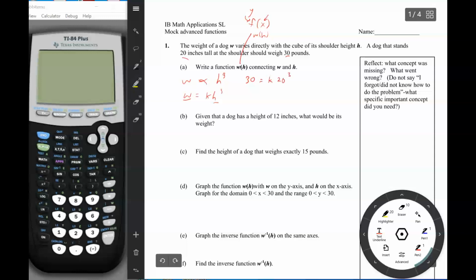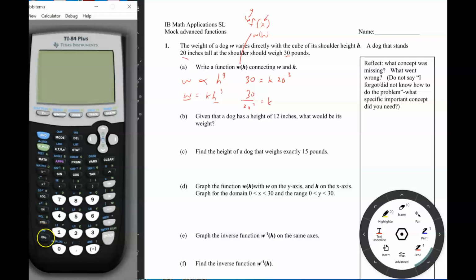And then I'm going to solve for k. So I'm going to divide both sides by 20 cubed. So 30 divided by 20 cubed equals k. So now I'm going to do that on the calculator. So I'm going to put 30 divided by 20 cubed. And the answer is 0.00375.